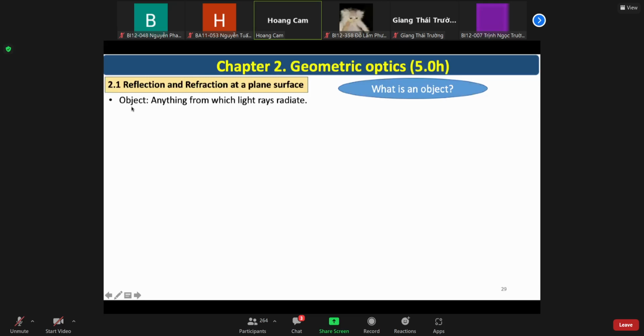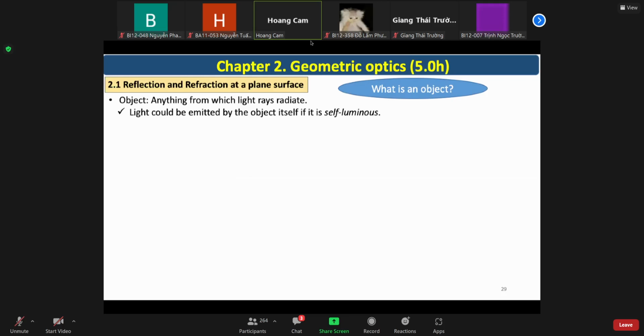Yes, we need to observe something, which is the so-called object, and then after using an optical device, it will bring you an image. So here we have the concept of object. An object is anything from which light rays radiate. So you need the light rays coming from that object so that we can observe it, right? So first we will see the two cases of the object.